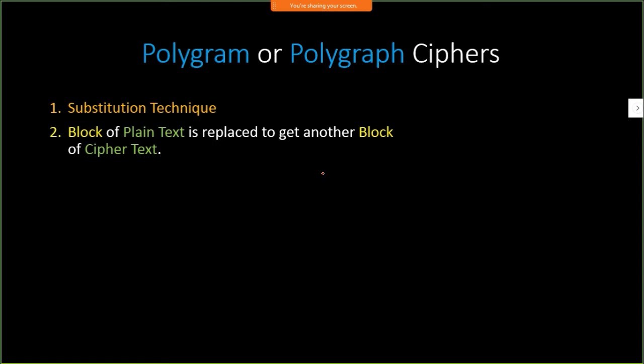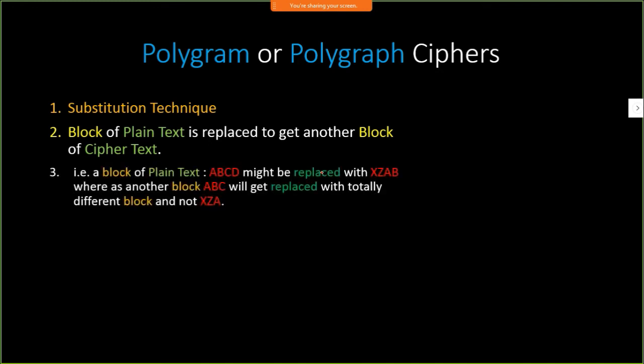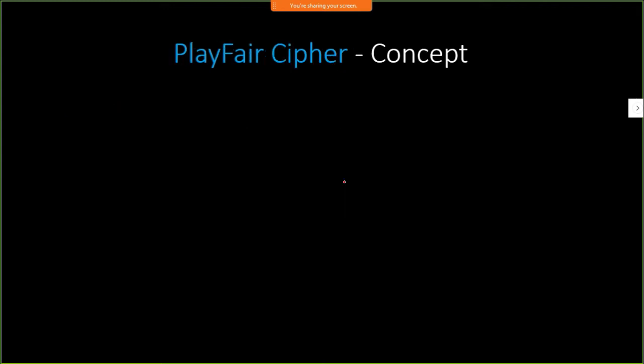So it is a substitution technique where a block of plain text is replaced to get another block of cipher text. How does it work? A plain text block ABCD might be replaced with ZXAB. But where another block is ABC, it will be replaced by a totally different block, not XZA, because the block is not a single character. After the picture we will read the concept.